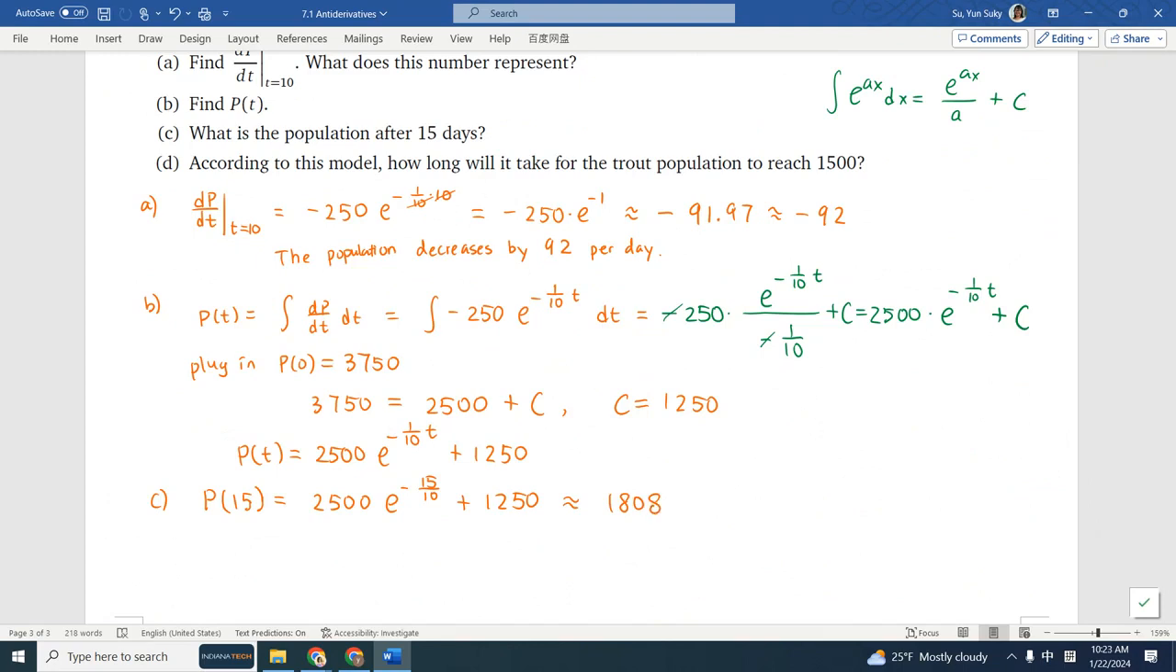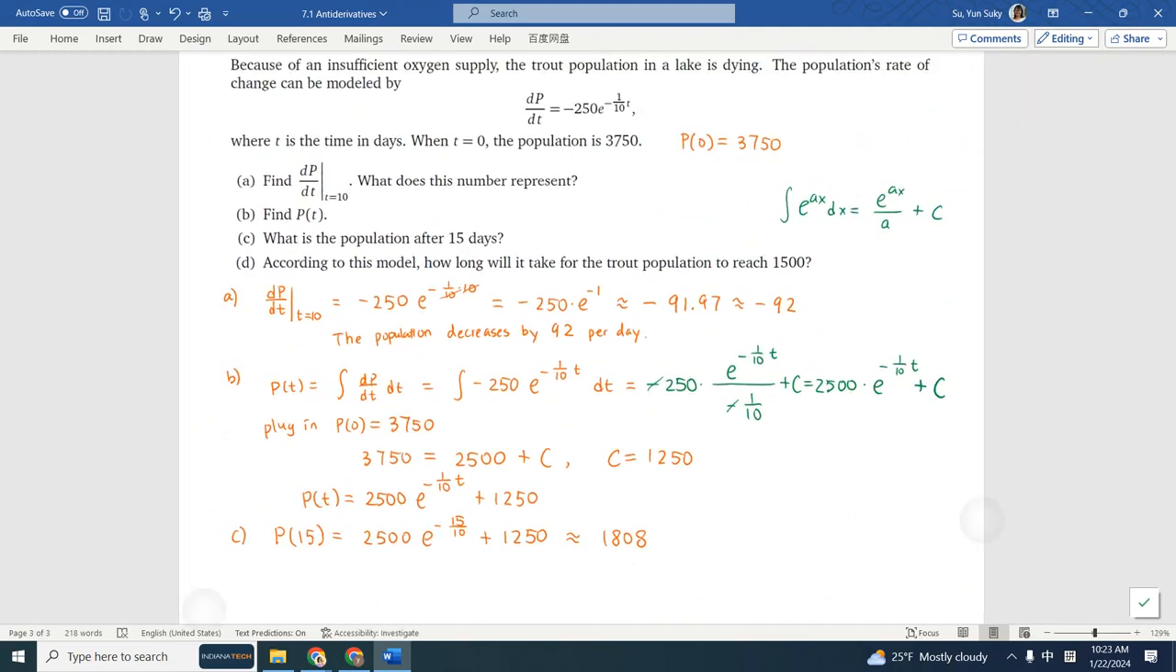Oh, the t. So we plug in t. I put 15 over 10, that is 1 over 10 times 15. 1808. This makes sense because remember the population is decreasing. So after 15 days, we only have 1,808 trout left. So that is C. Any question about part C?